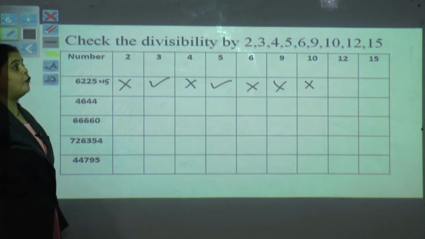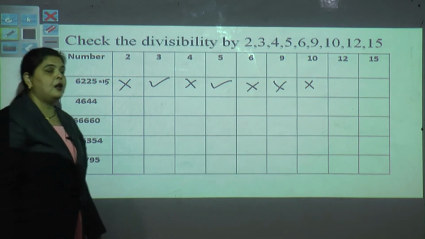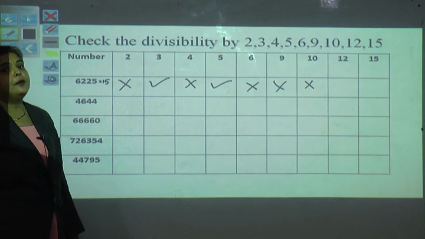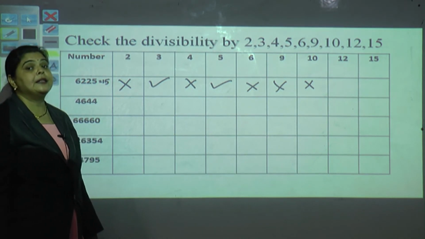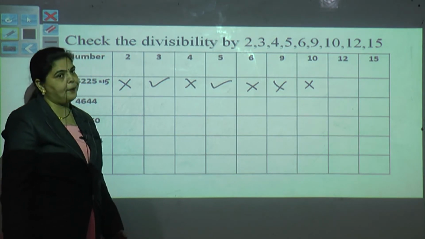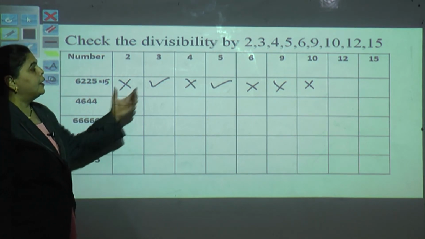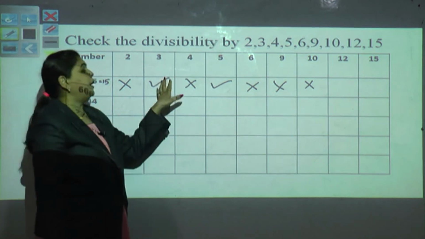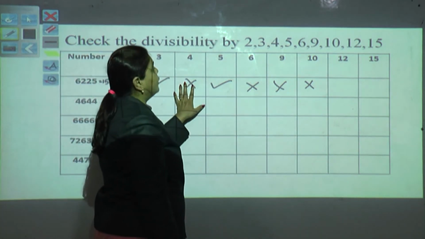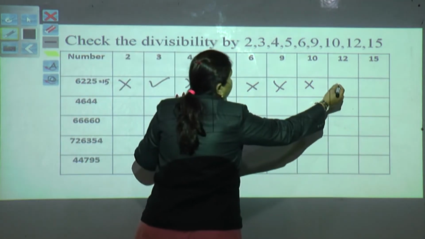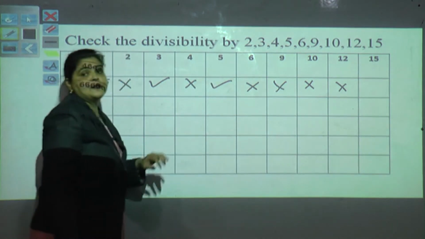What is the divisibility rule of 12? Yes, you are right. It should be divisible by both 3 and 4. What is the rule of 3? We have to apply the sum rule. Here we can see we had already found out the divisibility rule. 3 and 4, both are not satisfied. It is satisfied by 3, not by 4. So we can put a cross.